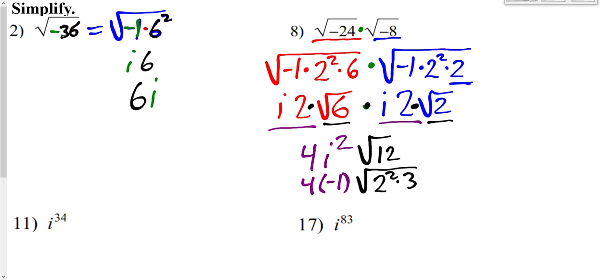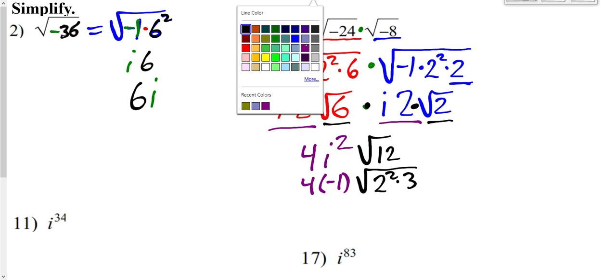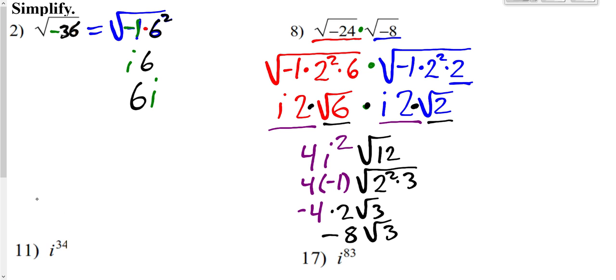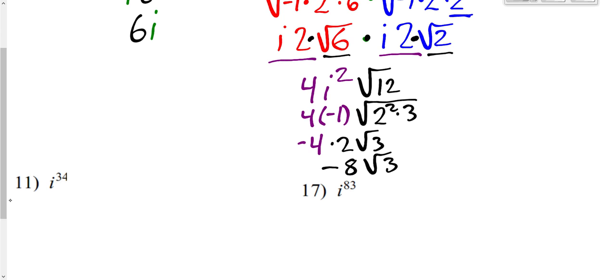Well, now we can go ahead and simplify that. I have the square root of a 2 squared. And by the way, 4 times negative 1 is a negative 4. And then I'll take that 2 squared, the square root of 2 squared is a 2, and I'd still have a root 3. So if I multiply what's out in front, I get a negative 8 still with my root 3. So you need to simplify what's inside your roots first before you do anything.